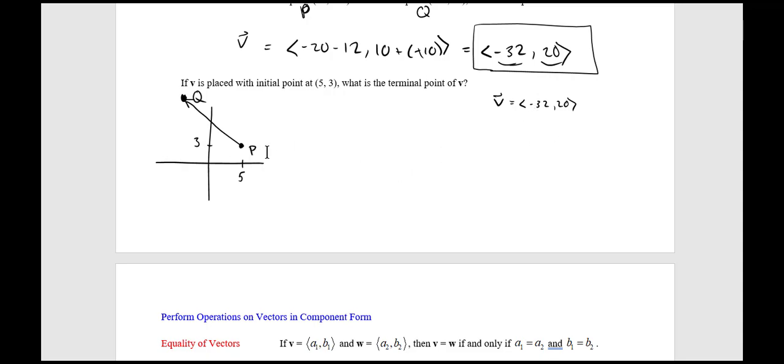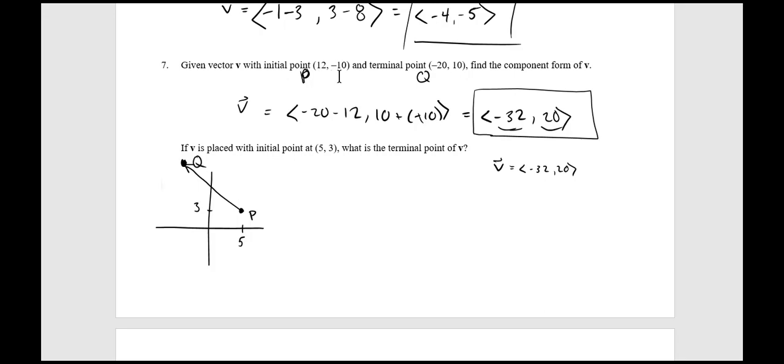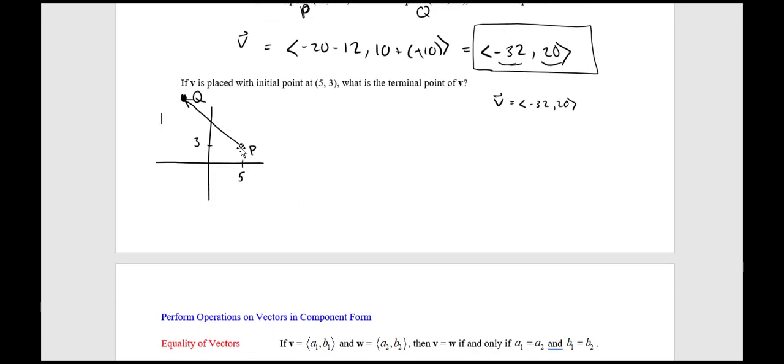We just moved around where this guy was originally located. Originally we had its tail at the point negative 12, negative 10. Now it's at 5, 3, but we're still going over in the x direction and up or down in the y direction the same amounts even after we moved this vector over. We're just starting in a different place.